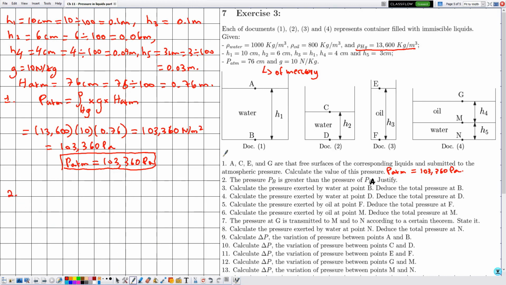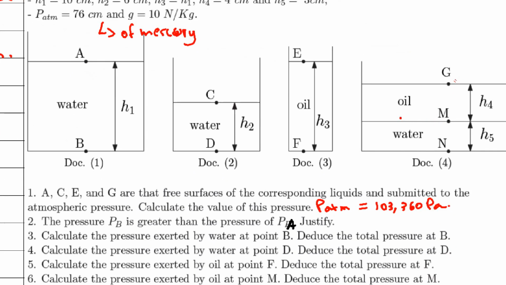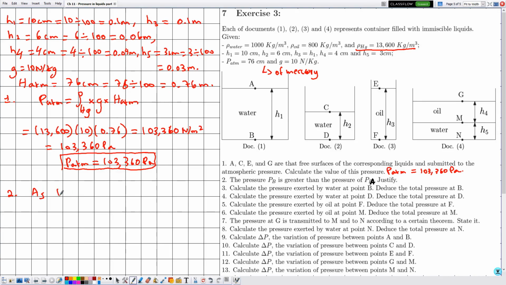Now in number 2, the pressure PB is greater than the pressure of PA, justify. So this is the point B and this is the point A. They are telling me that the pressure at the point B is greater than the pressure at the point A, and this is reasonable because notice that B is located at a horizontal level lower than that of A, and we know that as the depth in a liquid increases, the pressure exerted by liquid increases. So in this case, the pressure at the point B is greater than the pressure at the point A.